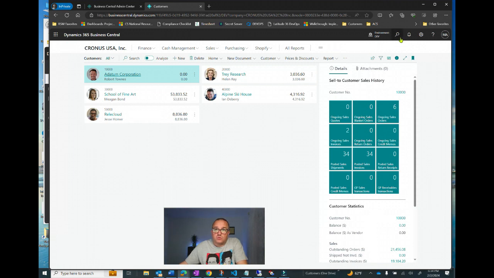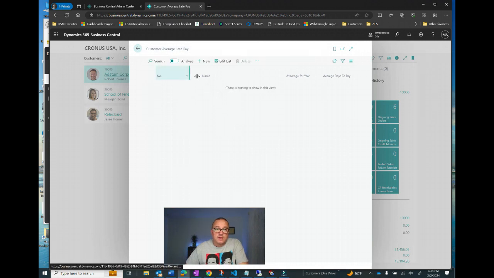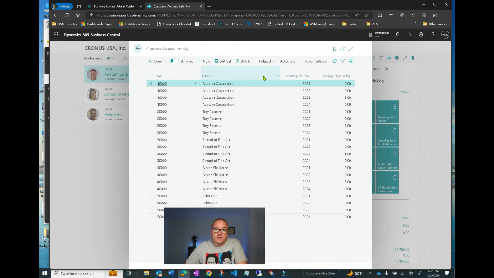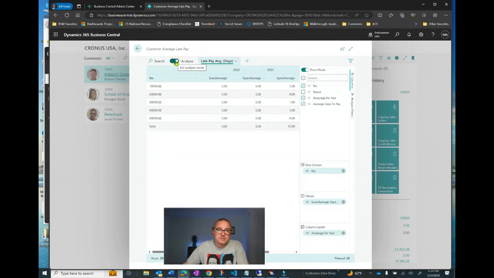We can see now each year, and we can see the numbers for each year and for each customer. Let's do now the second one, average late pay. Again, we go and grab the data first, and then you can see some late days here, some more late days here, and some more late days here. Let's move into the analyze mode, and again we see a nicer picture of what happened with these customers and how late they paid.